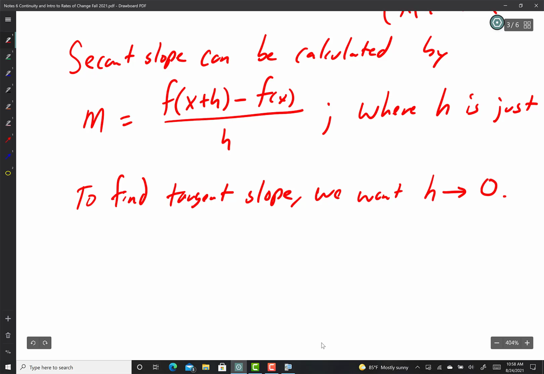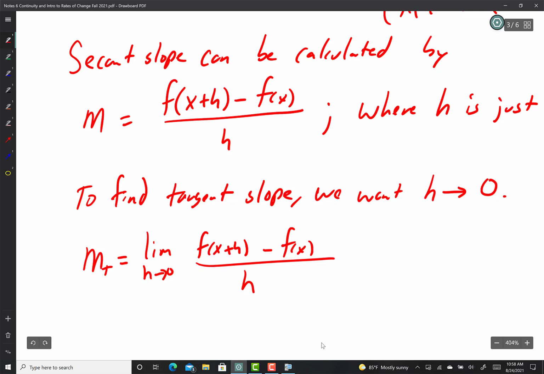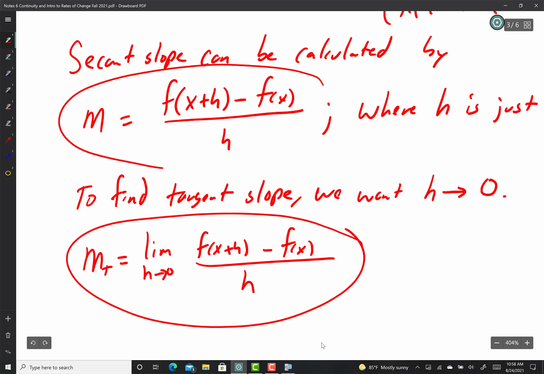So here's how my tangent slope is going to look. My tangent slope, I'm going to put t, stands for tangent. It doesn't always stand for tangent, but for now. Limit as h approaches 0 of f of x plus h minus f of x all over h. If you understand that, you're winning. Can you trick me by being a robot? Yes, you can trick me. But I really need you to understand that concept. This is how you find your tangent slope. This is how you find your secant slope.